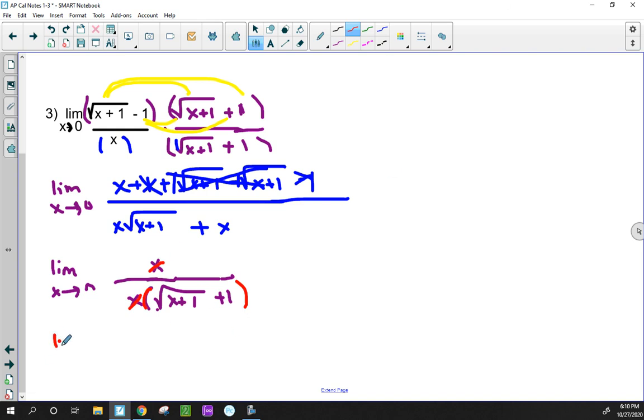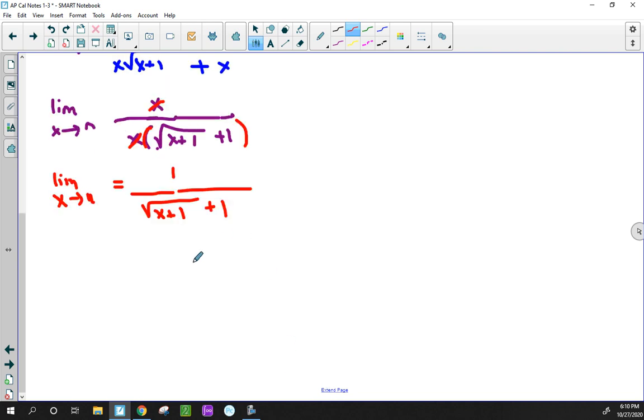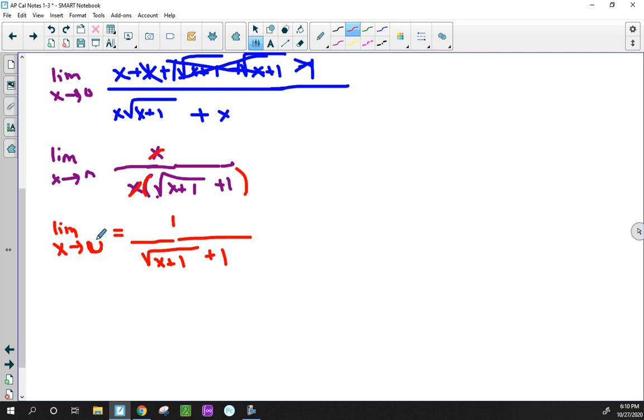Notation comes down. x approaches 0. And you are left with a 1 on top and a square root of x plus 1 plus 1. And then you're going to substitute. It's supposed to be 0, wasn't it? There we go. Alright, we're ready to substitute. There should not be an equal sign there. That is my mistake. So now we are ready to substitute.